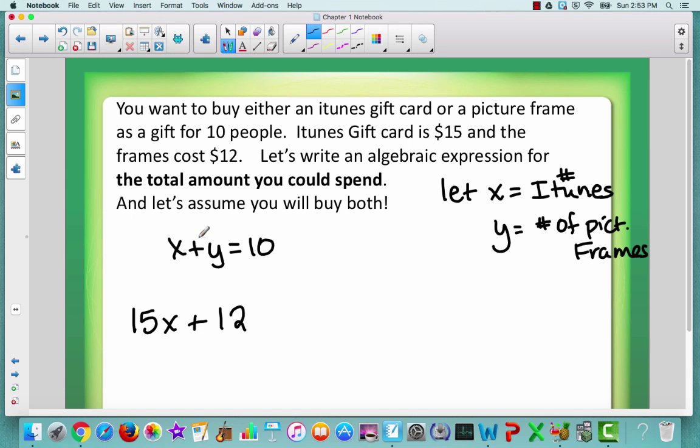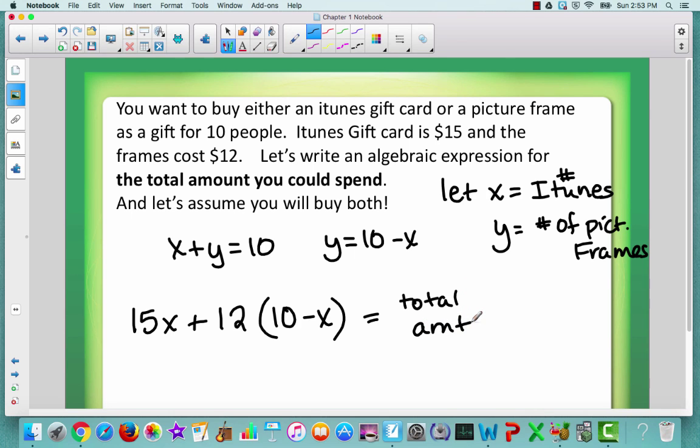And right now, honestly, what I'd like to see is that we can actually call y 10 minus x if we solve for y. So I'm going to write that as 10 minus x. And that's going to give me the total amount that I'm going to spend.